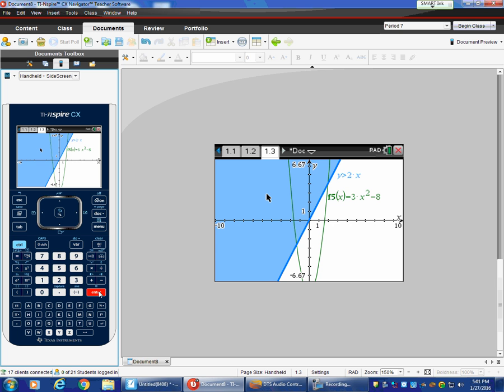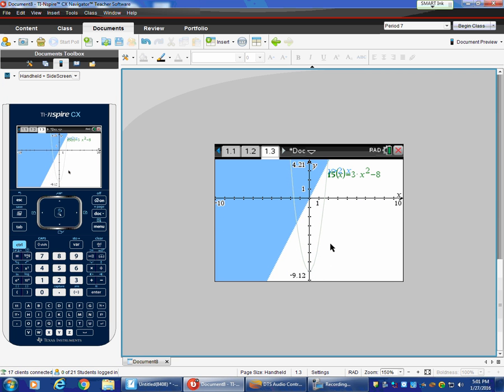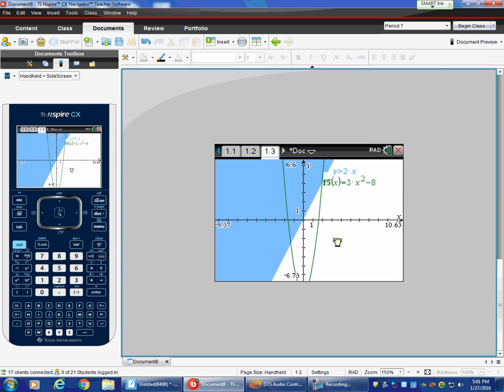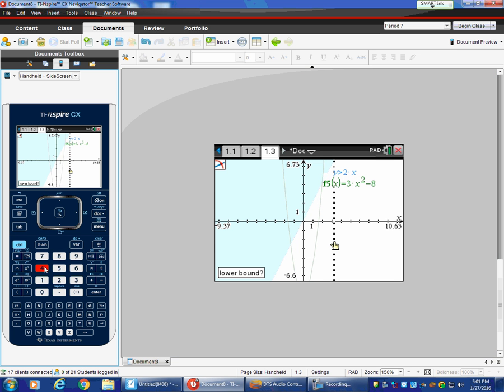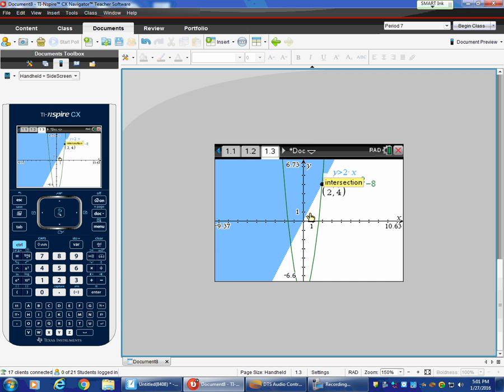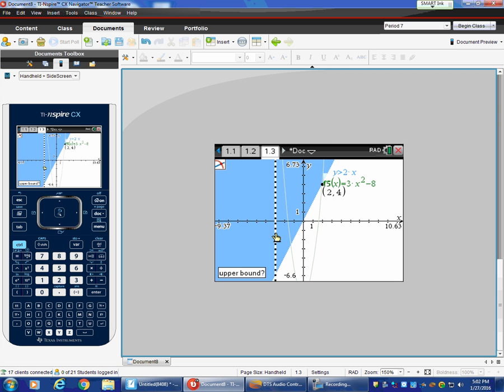Okay, nice. I'm seeing my intersection points. And the shading part is not shading the vertex. It's not shading this piece down here. So since it's not shading the vertex, it's shading these two side pieces. So first, let's find our intersections. Menu 6-4 again. I'll find this one first, and find that one second.